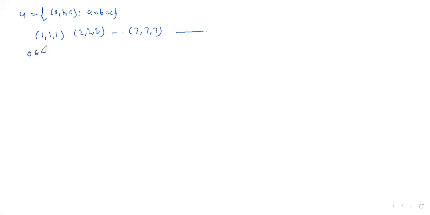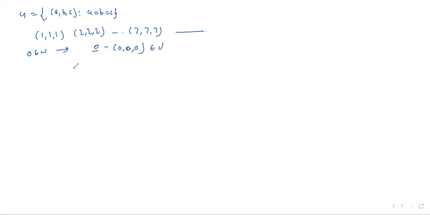Now let's see it more deeply, so we'll understand it more clearly. Let's say I have U, which consists of vectors in R cube represented as (a, b, c) where a = b = c. The vectors in U are like (1, 1, 1), (2, 2, 2), and (7, 7, 7). Now I have to check whether U forms a subspace or not. For a subspace, the condition is that the zero vector belongs to it. The zero vector is (0, 0, 0).